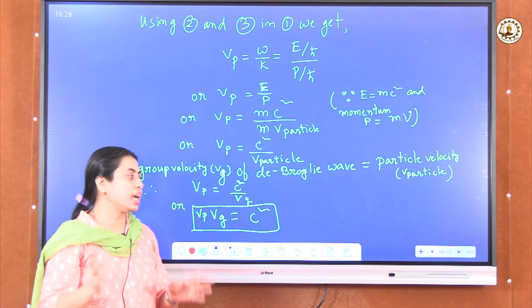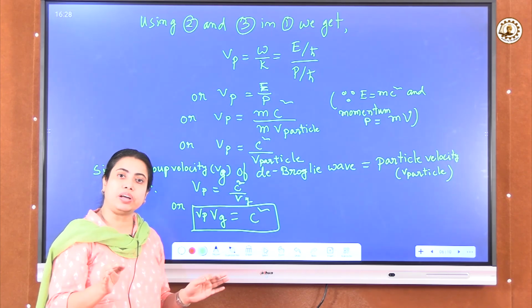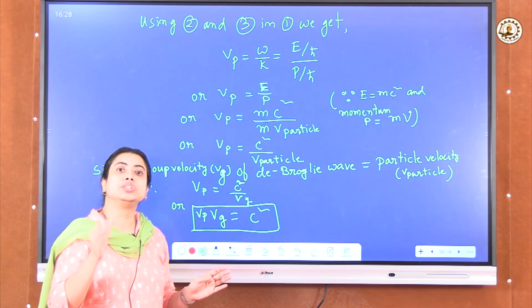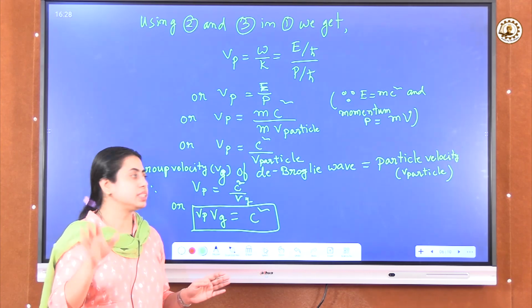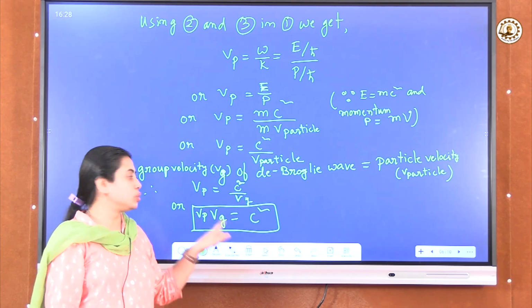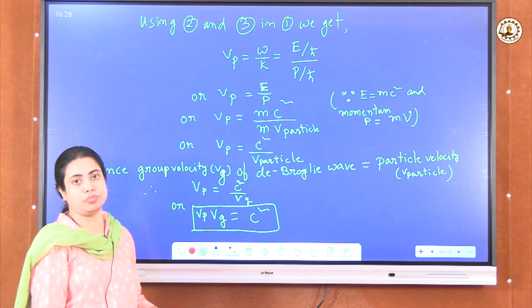And the second question asks us to show that the product of phase velocity and group velocity equals the square of the velocity of light. So both the questions have the same answer, this. This is a very important relation of the product of phase velocity and group velocity.